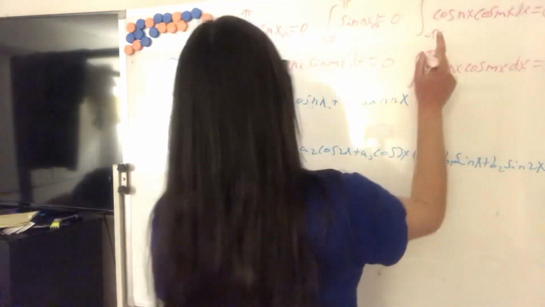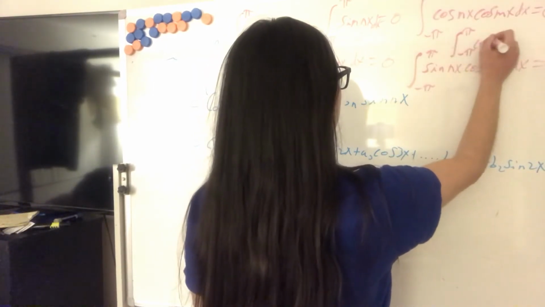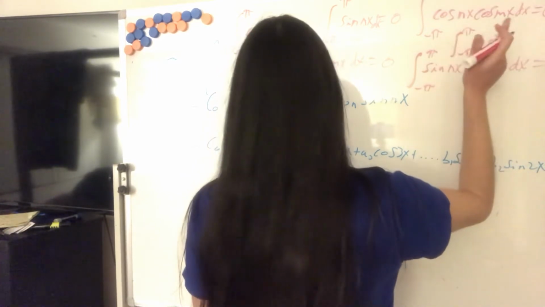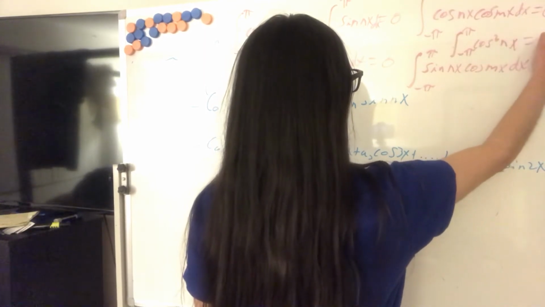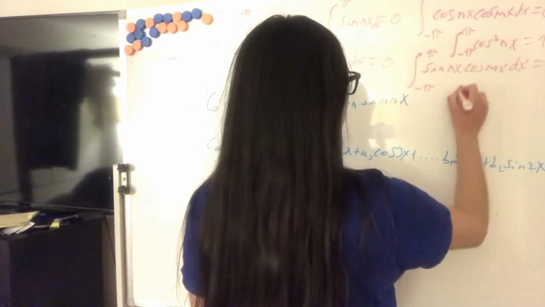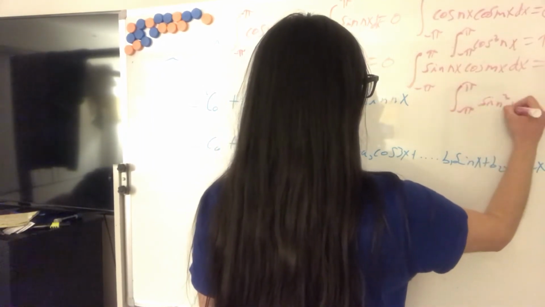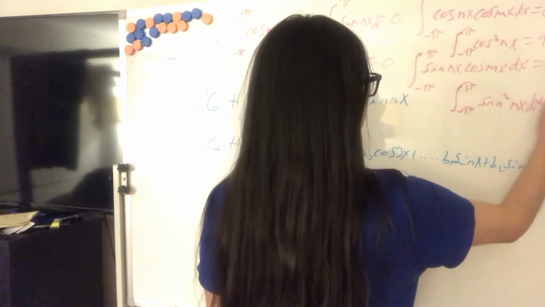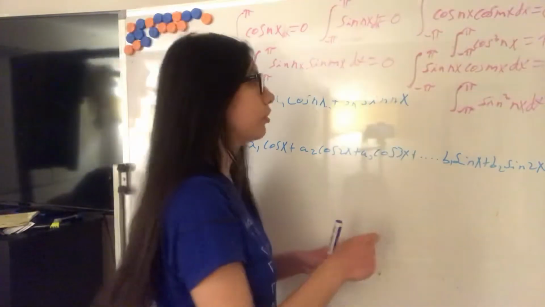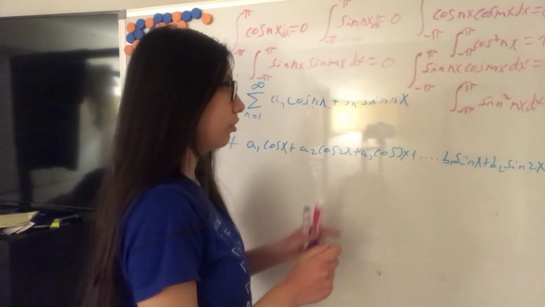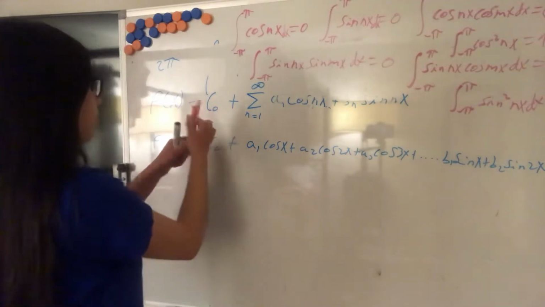And two more: the defined integral from minus pi to pi of cosine squared of nx dx is equal to pi, and the defined integral from minus pi to pi of sine squared nx dx is equal to pi. Alright, so we need to have this here in the front. So let's first find this constant term.